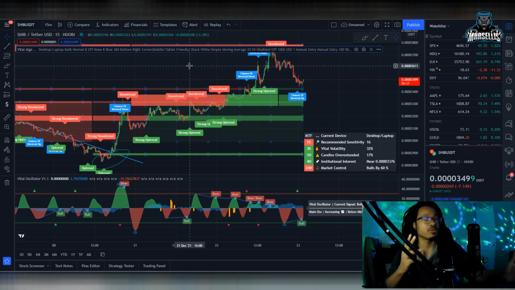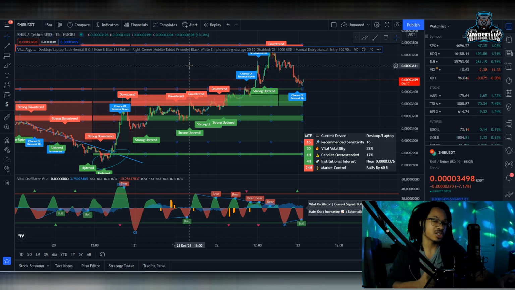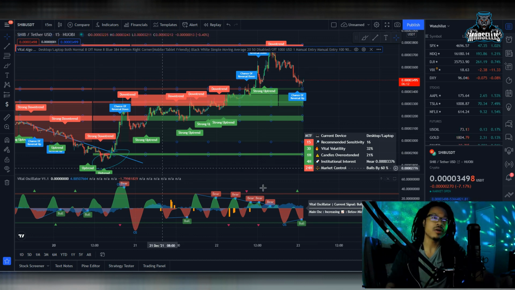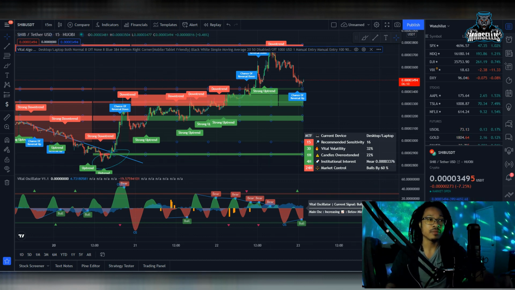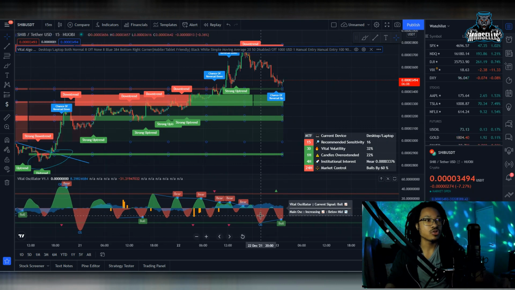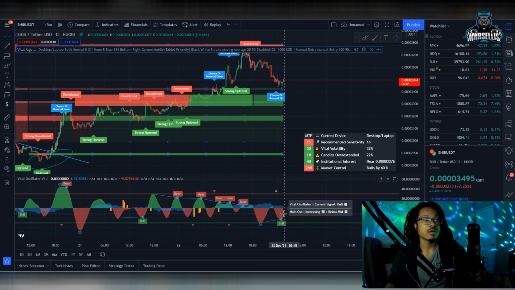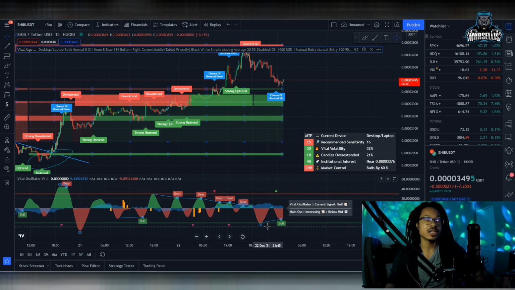Now, let's go over Shiba Inu. So, first thing we want to talk about, the 24-hour market control is now in control by the bulls by 60%. So you can see here on the oscillator, there's two red shaded areas. Pretty much what these red shaded areas are is selling inside Shiba Inu.